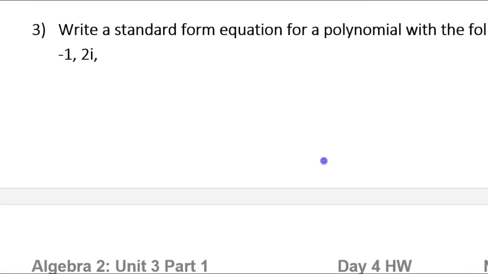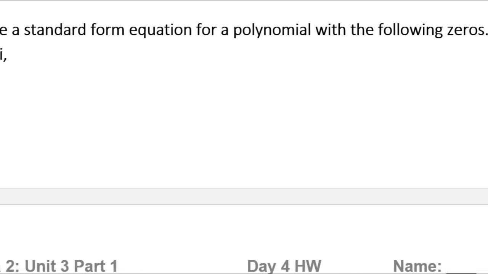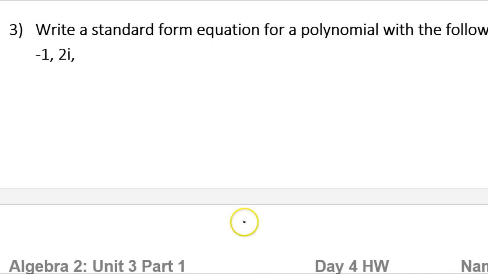Problem number 3. I'm supposed to write a standard form equation for a polynomial with the following zeros. Now, I'm noticing that I have a real 0, but I also have an imaginary 0. One thing we have learned is that imaginary zeros always occur in pairs, conjugate pairs. So if 2i is a 0, that automatically means that negative 2i is also a 0. They go together. So it looked like I gave you 2 zeros, but I actually gave you 3 zeros.